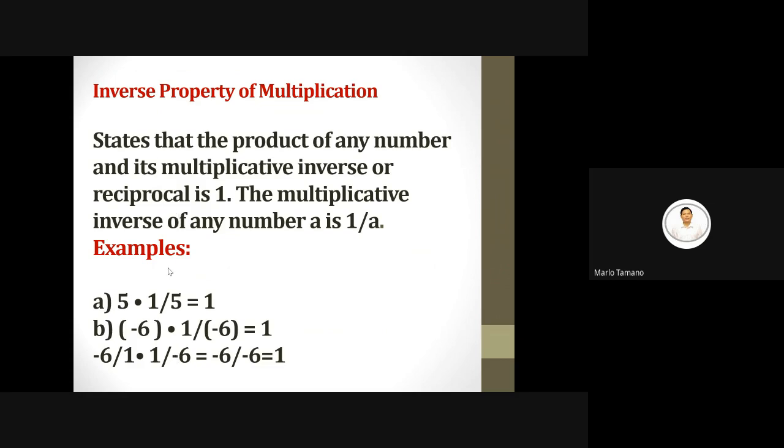Okay? Pag kinuha mo yung product, 5 times 1, so i-multiply natin yung whole number na 5 times 1, the numerator of 1/5, that is 5. 5 divided by 5, that is 1. Another letter B, negative 6 times 1 over negative 6. So negative 6 times 1 is negative 6 divided by negative 6 is equal to 1. So ganun po ang nangyari. So negative 6 over 1 times 1 over negative 6. So negative 6 divided by negative 6 is equal to 1. Okay?